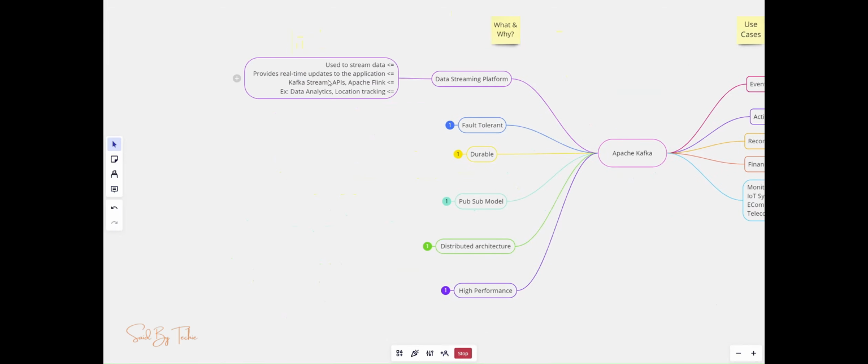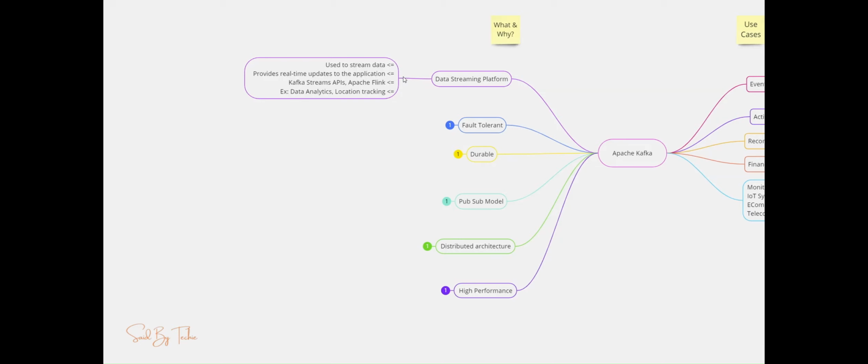Now, data streaming platform. As the name indicates, it's used to stream data and provides real-time updates. Last we discussed locations. In location tracking, it has to deliver the message from producer to consumer within no time. We can't expect a delay. Also in the case of data analytics, if we are showing users the data consumed or analyzed and these are the metrics, we can't afford to lose data or make the user wait. So this is where Kafka comes into the picture.